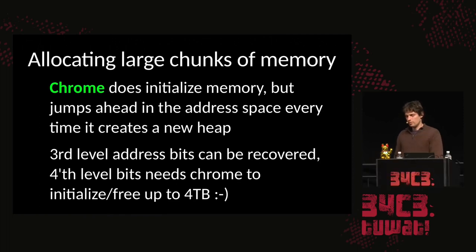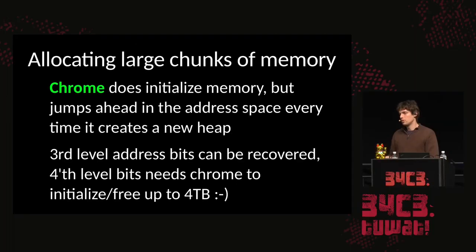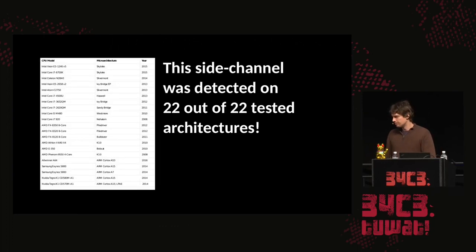But what it does is it divides memory up into heaps. And when the heap is full, or it decides, OK, maybe for security reasons, I'll need to create a new one, to increase ASLR, actually, it tries to leave a huge gap between the previous heap and the new heap, which means we can move forward quickly in the address space. So using this method of creating new heaps, we can recover the third level address bits, which would leave us with 3 bits of entropy left. But doing the attack on the fourth level would take a lot of time, and maybe because Chrome needs to initialize and free lots of memory, and it just takes time, and your laptop gets hot, so maybe the user will click away and no recovery for you.